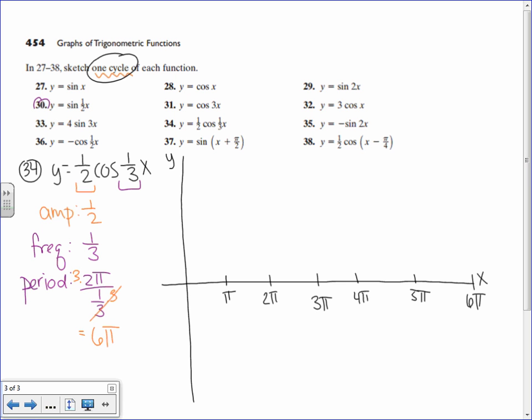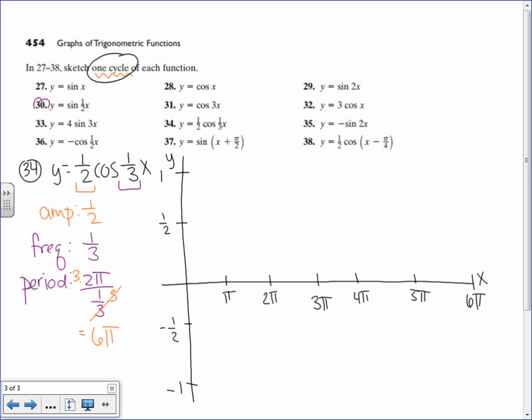And then my amplitude is 1/2, so I only need to go up by 1/2. So here, I'll put a 1 and then I'll put a 1/2. It's up to you. If you just want to put the 1/2, that's totally fine.